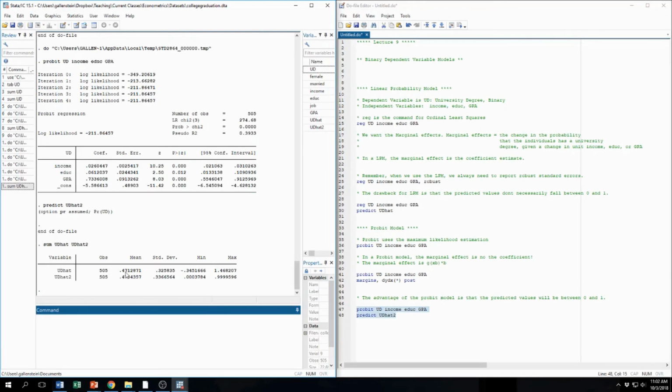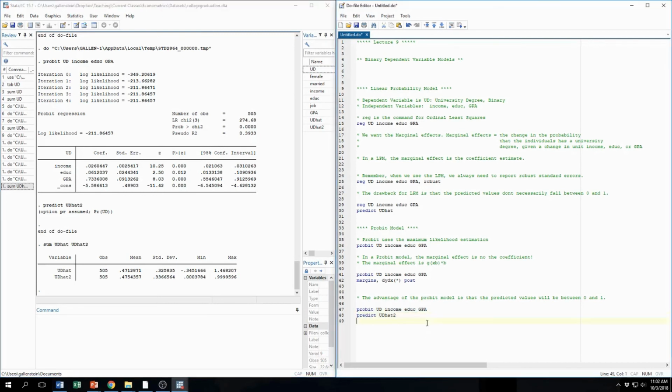Okay, the means are very similar, but we can see that UD hat 2, the one that came from the Probit model, doesn't drop below 0 and doesn't go above 1. But for UD hat, it goes below 0 and above 1. So this is one of the major differences, and this is the advantage of the Probit model: the predicted probability is bounded between 0 and 1. So if I need to generate predicted probabilities for my analysis, then I will use the Probit model. If I don't need that, then I'll probably use the linear probability model.